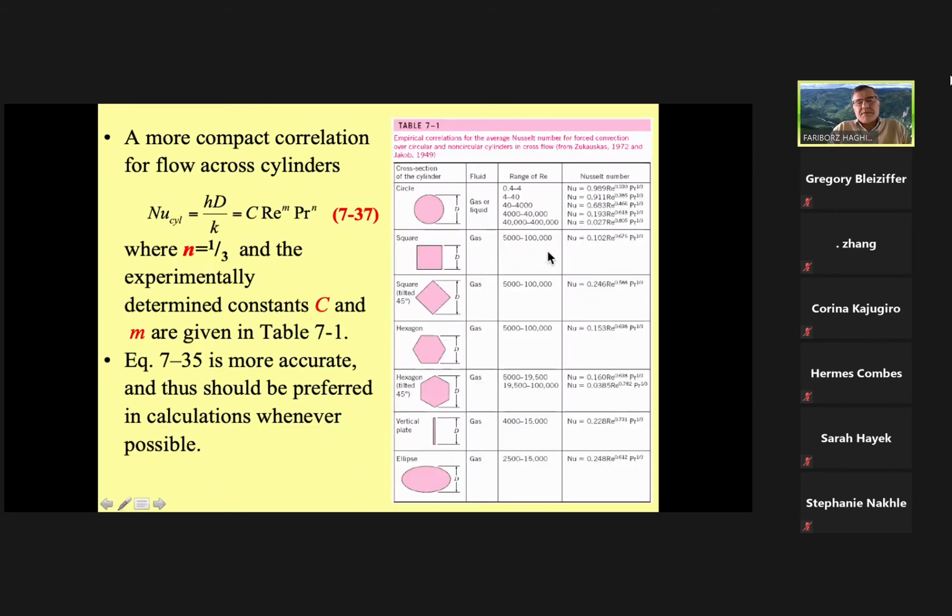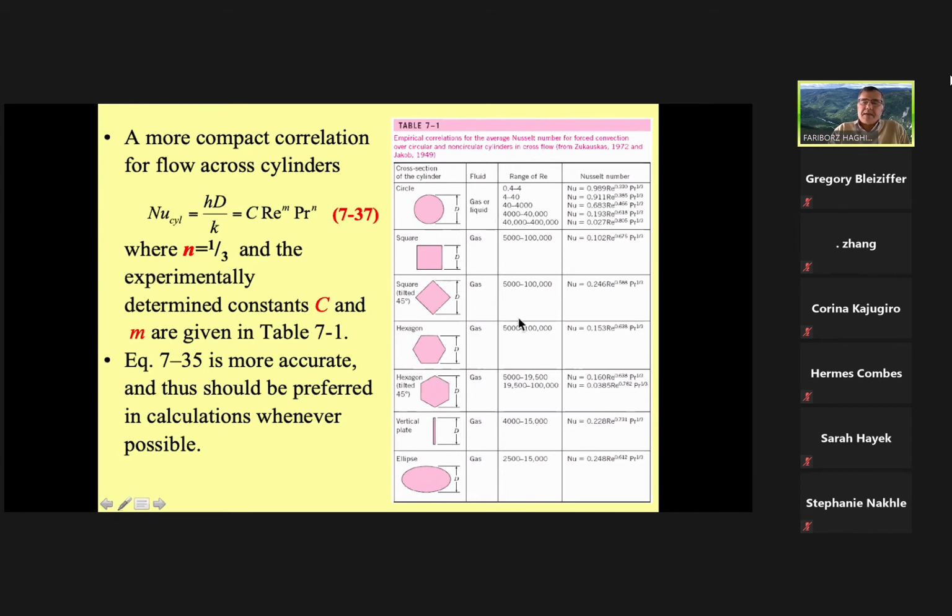Now, your textbook simplifies this again. You have a very nice table. You don't have to write it down here. Look at here, this is Table 7.1. For different geometries, if you have a cylinder, circle, square, hexagon, and so on, this equation applies only to gases. Therefore, if you have a gas or a liquid, this equation is only applied to the gas, but this one you can apply to both fluids, liquid and so on.